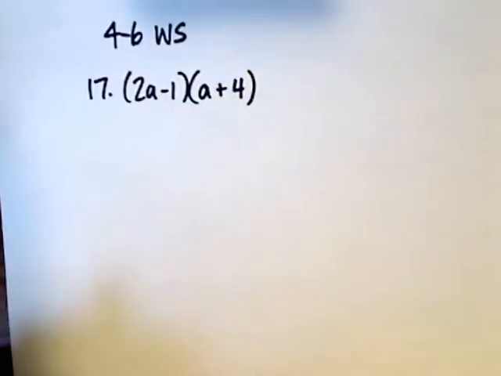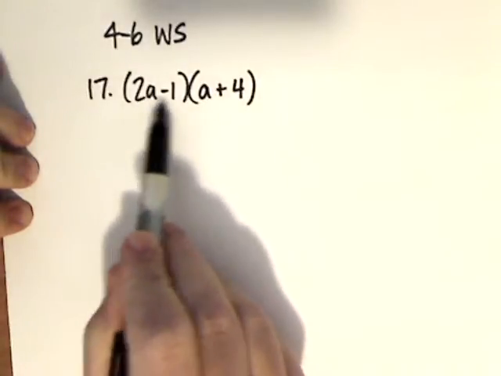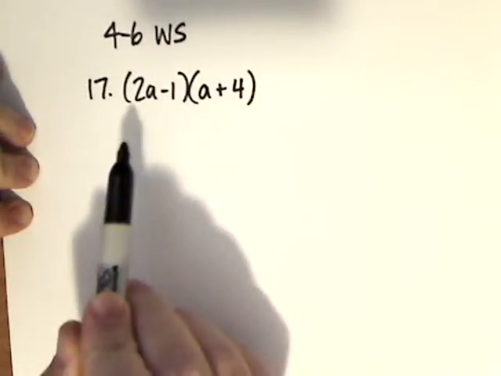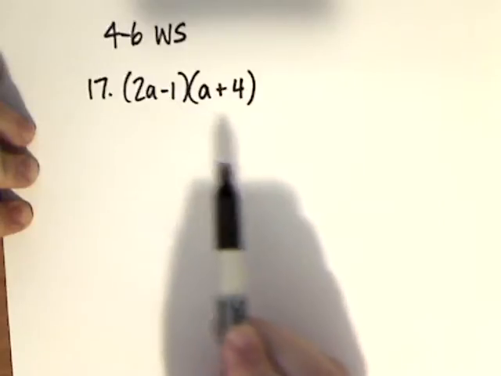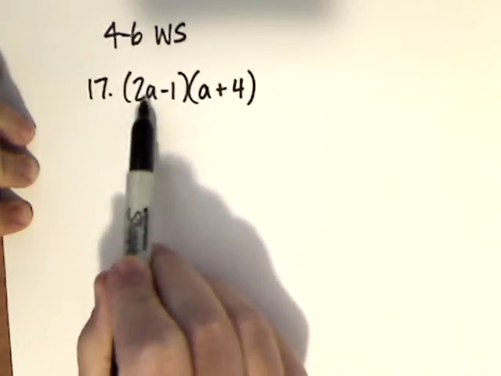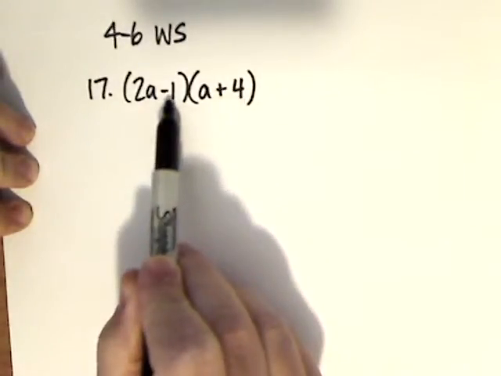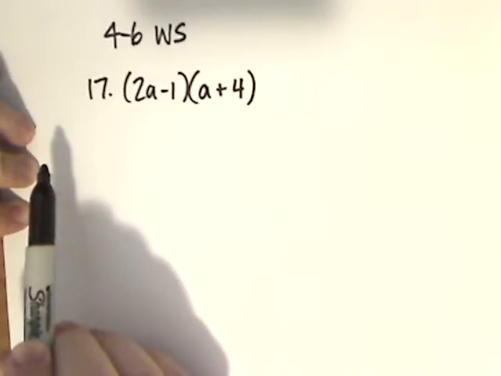Now we're going to look at number 17 off of the 4-6 worksheet. And this is a problem where we're taking a binomial times a binomial. And so what we're basically doing here, there's a couple ways to think of it. One of the ways you can think of it is you're taking this 2a times each one of these terms, and you're going to take this negative 1 times each one of those terms.